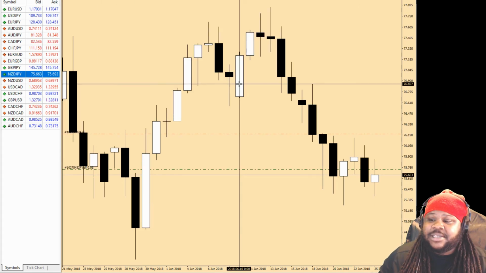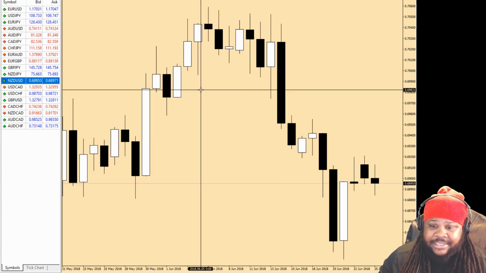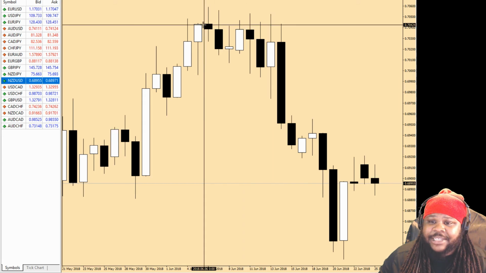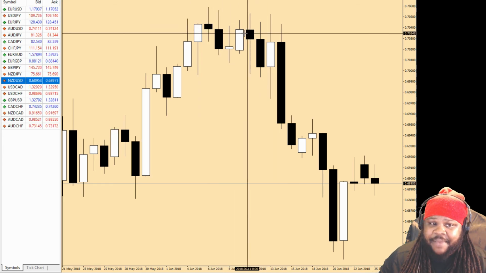So let's go ahead and look at this one. This one has some pretty strong wicks too as well. Not as bad as the other one, and let's look at this one. This one has stronger wicks, the NZD USD, when it's in that mid-range area.